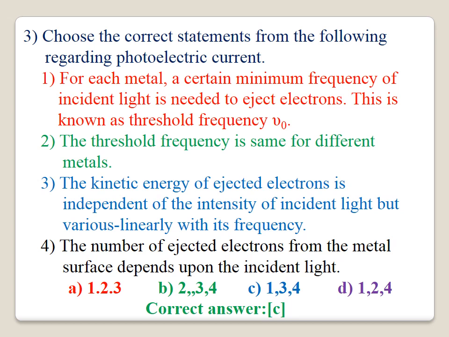Statement 3. The kinetic energy of the ejected electron is independent of the intensity of incident light, but varies linearly with frequency. It is also correct. 4. The number of ejected electrons from the metal surface depends upon the incident light. It is also correct. Options 1, 3 and 4 are correct. Therefore, the correct answer for this question is C. And for statement 2, the threshold frequency is different for different metals.